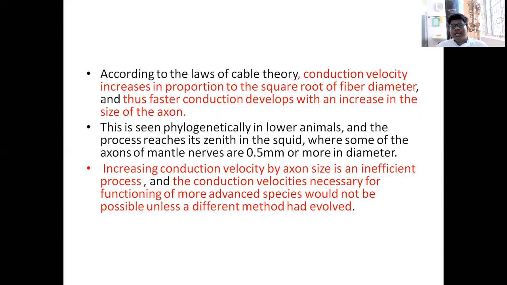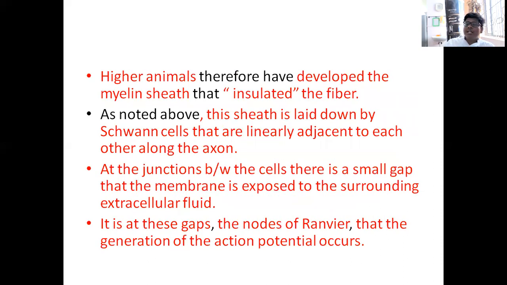Increasing conduction velocity by axon size is an inefficient process, and the conduction velocity necessary for the function of the more advanced species would not be possible unless a different method had evolved. Higher animals therefore have developed the myelin sheath that insulates the fiber. As noted above, this sheath is laid down by Schwann cells that are linearly adjacent to each other along the axon. At the junctions between the cells, there is a small gap where the membrane is exposed to the surrounding extracellular fluid. It is at these gaps, the nodes of Ranvier, that generation of the action potential occurs.